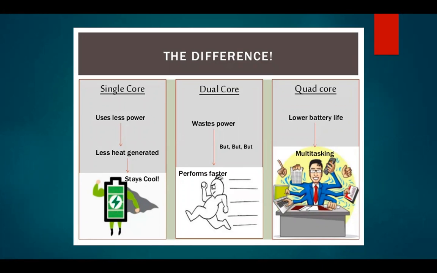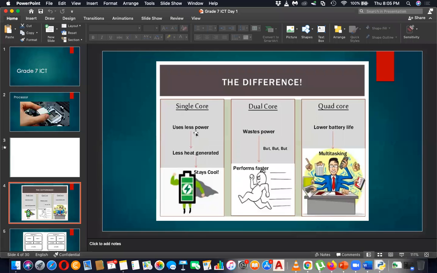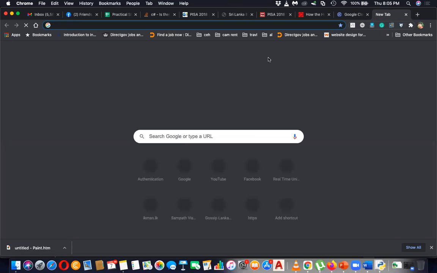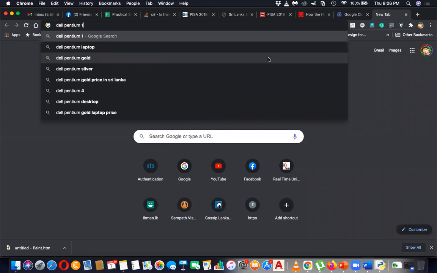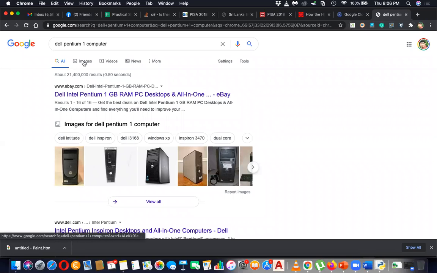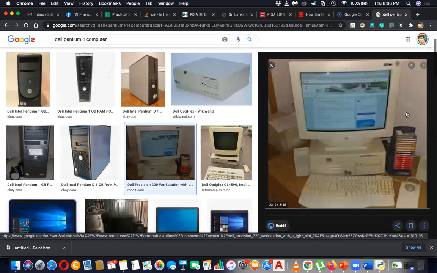So what I said, I have used a single core processor. That was called a Pentium 1 computer. Let me show an image of this one. I think you will remember something like this. Maybe in your schools, in the old computer lab, you have seen likewise. This is the machine that I have used, a Dell Pentium 1 computer. And it was something like this.